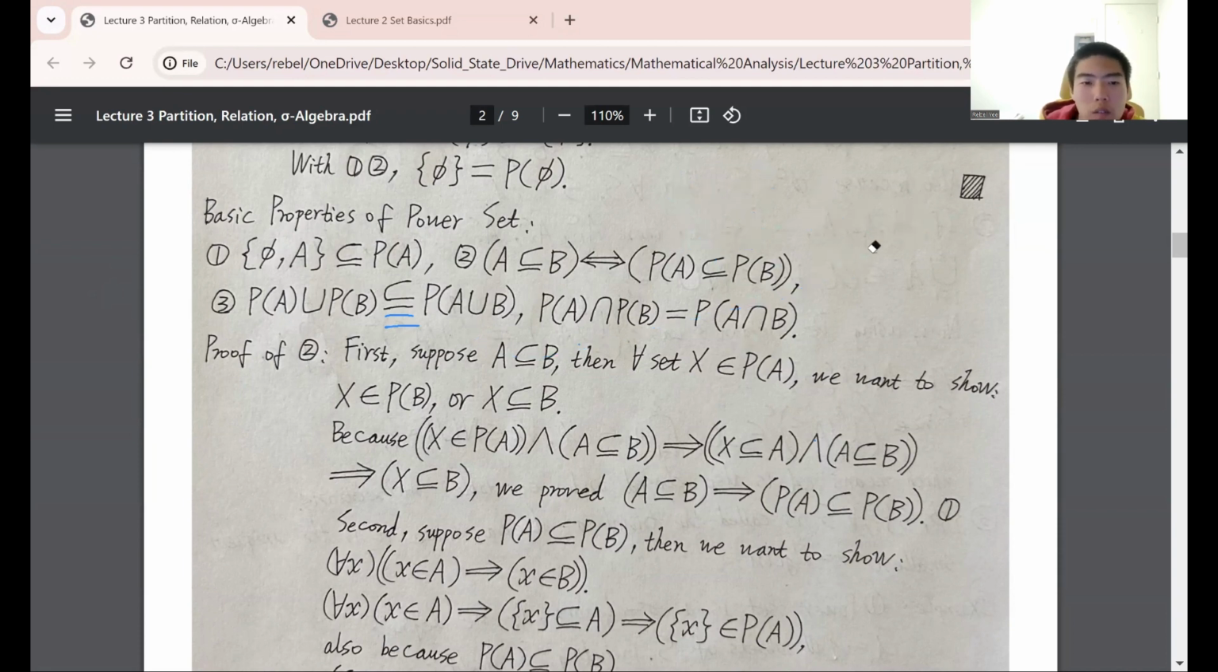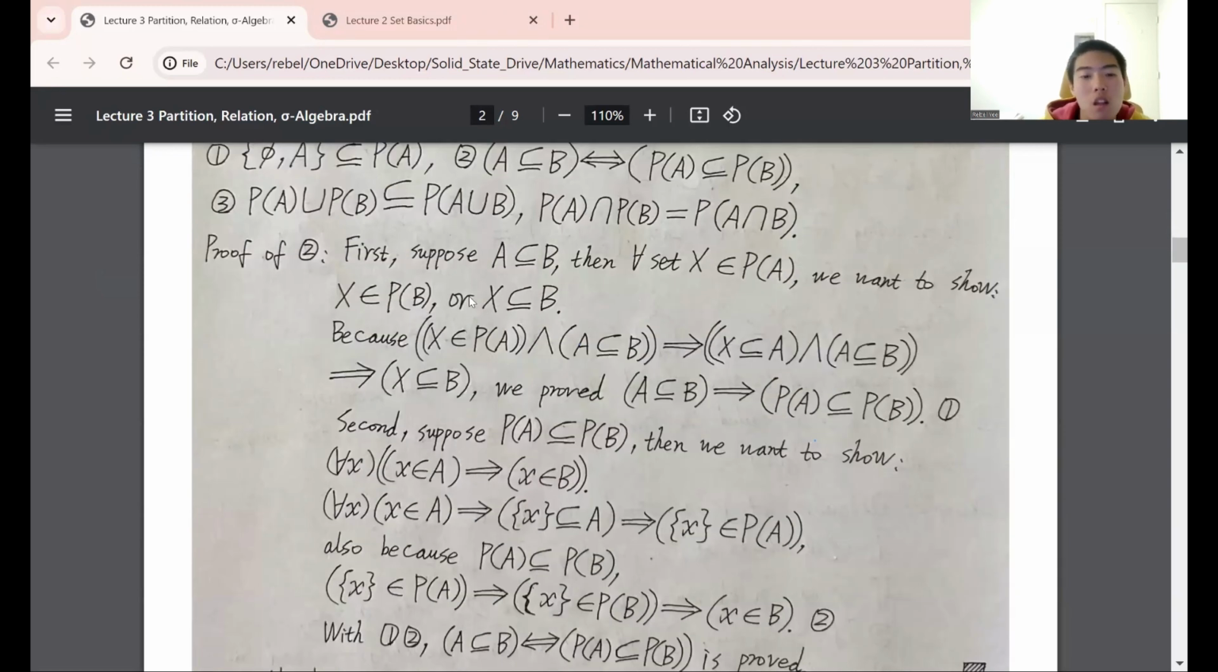And the other two, you can just read out. It's very simple. These two must be in a power set, and if A is a subset of B, then the power set of A is a subset of the power set of B. Okay. So maybe I'll write a proof for the second one.